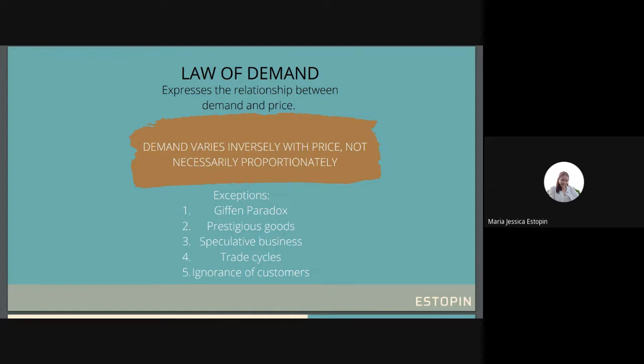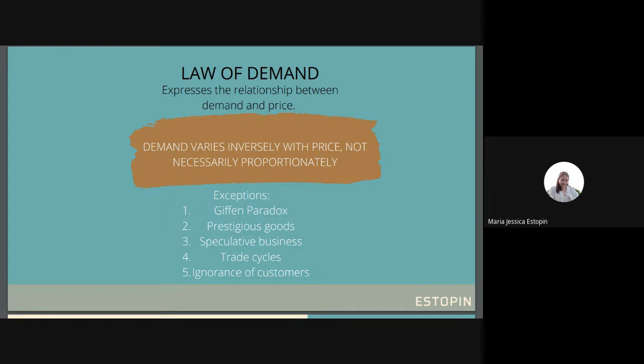First, the Giffen paradox. According to Sir Robert Giffen, even if the prices of necessary goods increase, the demand doesn't. Examples of necessary goods are rice, bread, water, and etc. Second, prestigious goods. Because of the prestige attached to goods like diamonds and cars, the law of demand also does not apply and the demand does not decrease with the increase in prices.